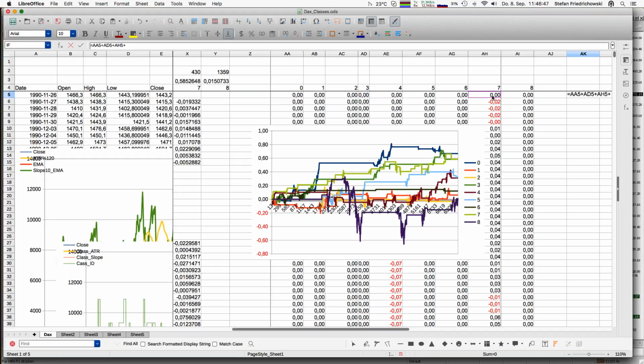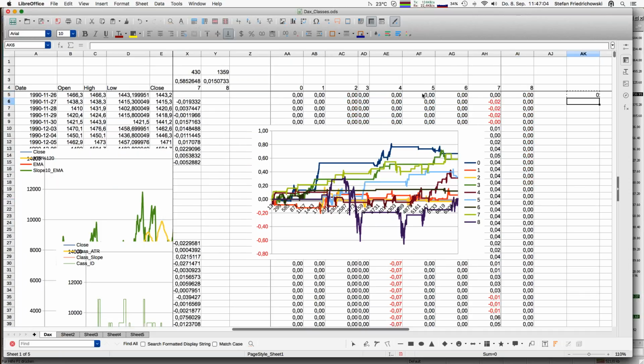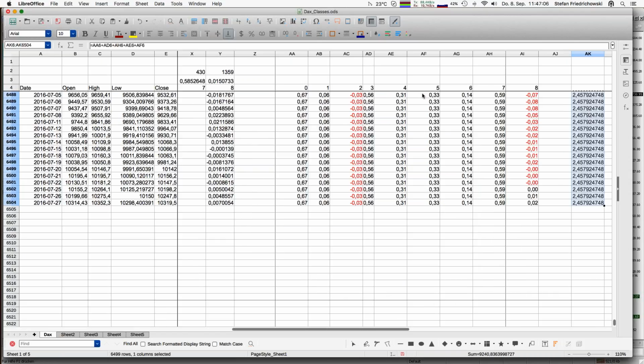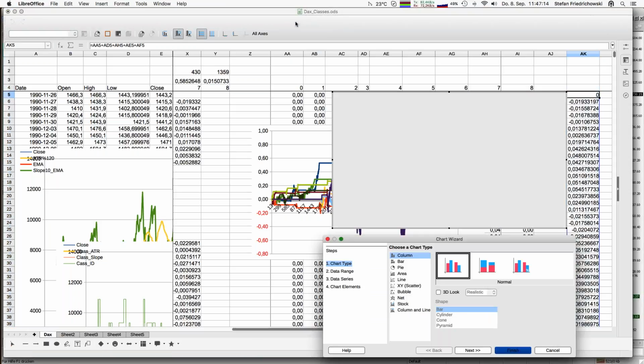And let's take the other 2 as well. That was class number 4 and class number 5. So this we can add up as well. So that would mean we have a final equity line for all those classes. And let's have a look at the chart as well.